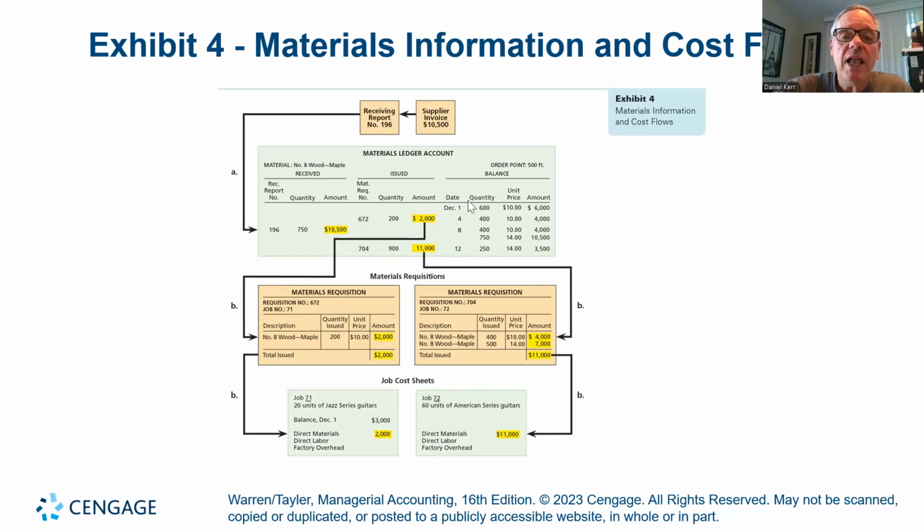And then going out of the account, we've got 2 requisitions: materials requisition 672 and materials requisition 704. With the first materials requisition, we transferred $2,000 out of raw materials into work in process for that particular job, 672. And for job 704, we transferred out $11,000 worth of costs as well.